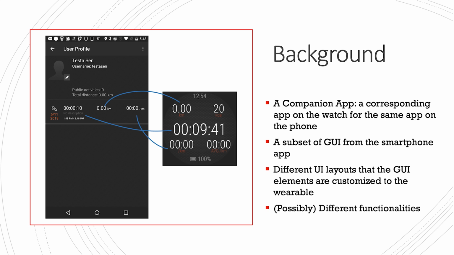Smartwatches are rapidly growing in popularity these days. Wearable apps in market are mainly companion apps. There are corresponding apps on the watch for the same apps on the phone. Wearables generally have a smaller form factor than a phone. Supporting an app to the watch necessarily involves reworking the UI, like the fitness app example we are showing here.